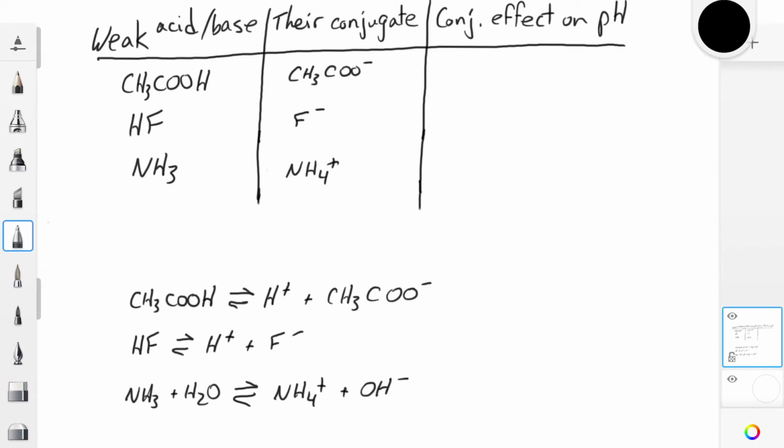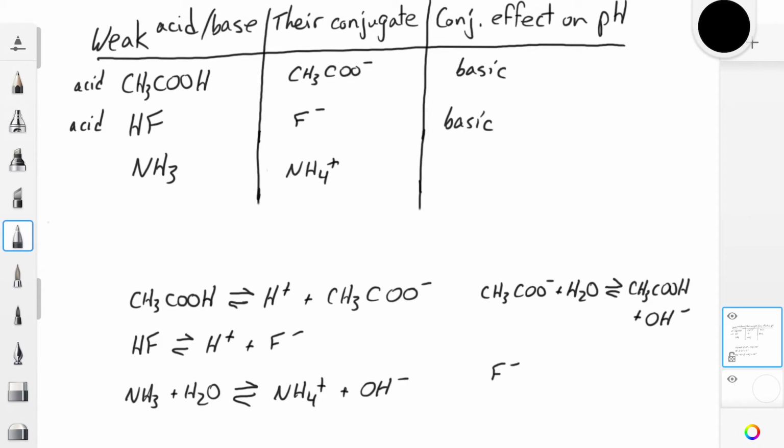When you have weak acids like acetic acid or hydrofluoric acid, their conjugates are basic. And this happens because their bases react with water. When a weak base's conjugate reacts, it has an acidic effect on the pH.